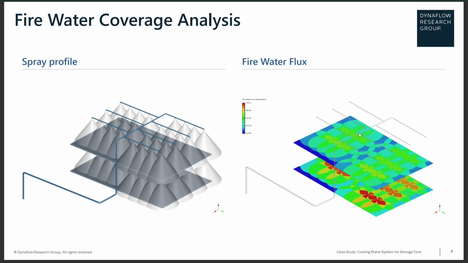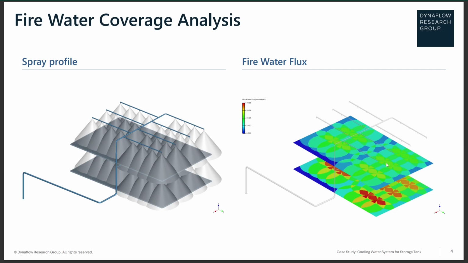Then the second new functionality is the fire water coverage analysis, and a few things that we can do right now are, for example, we can specify the cone angle and the distance that the cone can reach, and we can see how the spray profile looks in 3D, which is super useful. And later on we can run the analysis and we can obtain the flux.